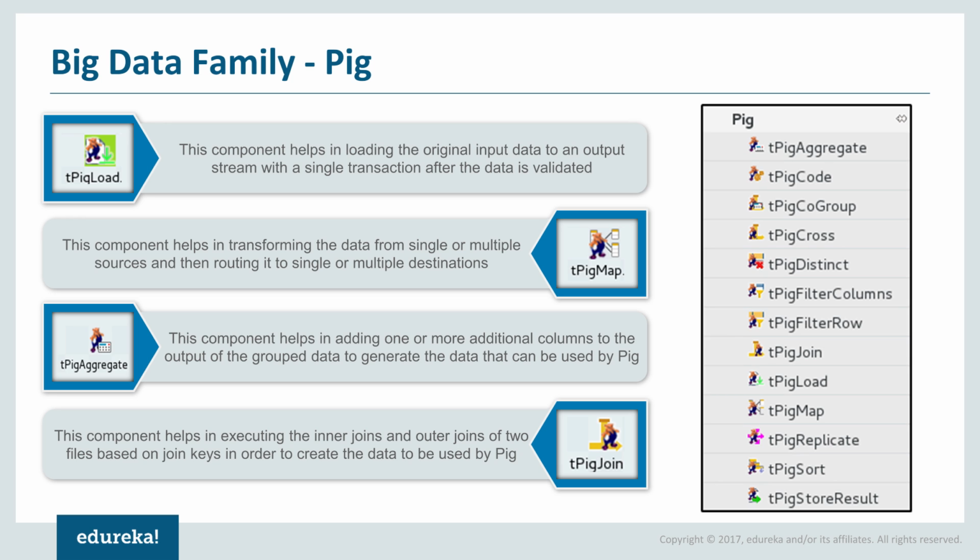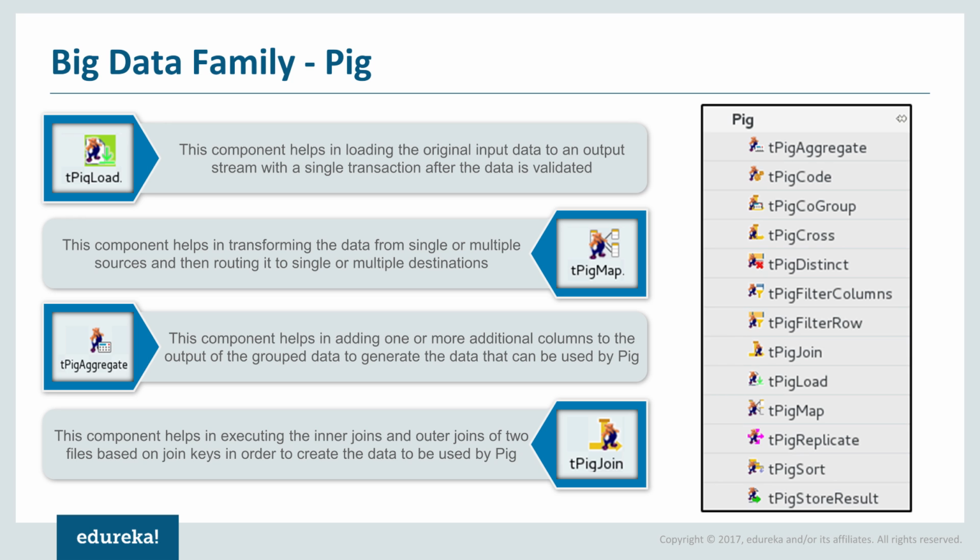So tPigLoad, this component helps in loading the original input data to your output stream with a single transaction. So after the data is validated, I have the complete data set, every validation is completed. So if I give it to a Pig load, it does it in one transaction. So it will always be one row. I'll be showing that. So Pig load is to load the data to your HDFS.